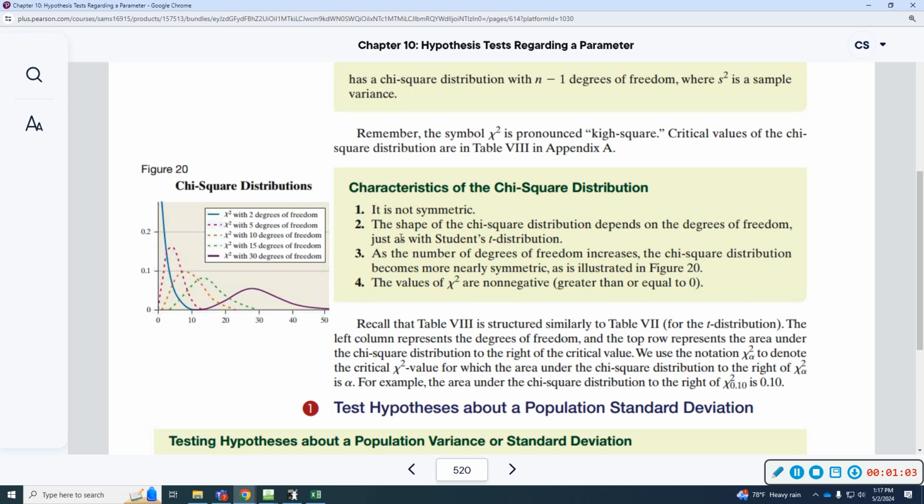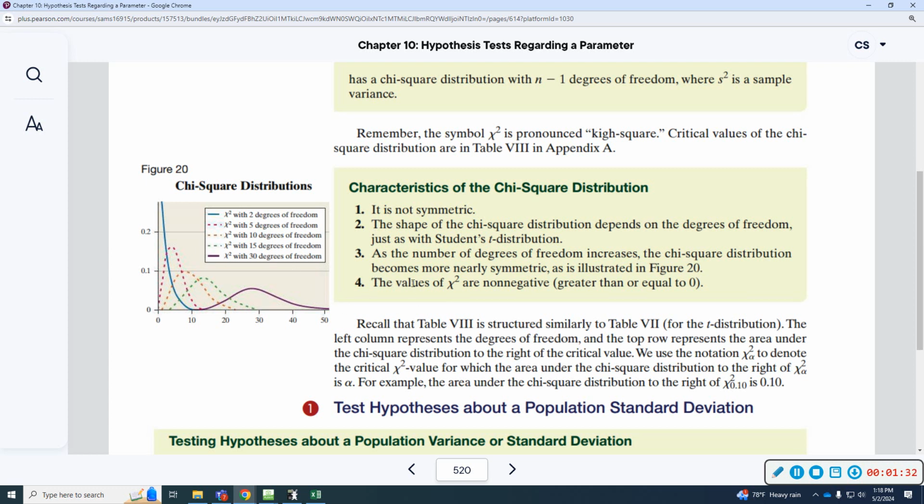So the characteristics: this is not symmetric, and you can see some different shapes. The shape of the chi-square distribution depends on the degrees of freedom, just as with the student t distribution. As the number of degrees of freedom increases, that is, as the sample size gets bigger, it becomes more symmetric. You can see in this figure that the purple one is almost normal. This is 30 degrees of freedom.